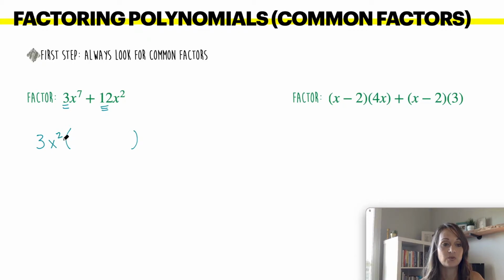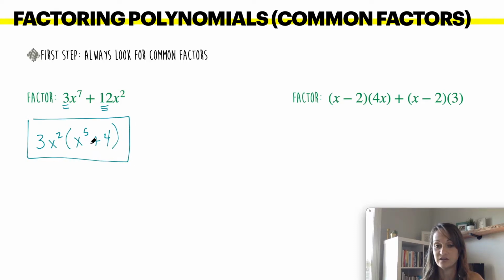And then x squared times what gives me x to the 7th? It is x to the 5th, because remember, when you multiply, you add exponents. 2 plus what gave me 7? The answer is 5. And then 3 times what gives me 12? It's 4. And then I pulled out the entire x squared, so I do not have anything left other than the 4. So this is how you would completely be able to factor this polynomial.